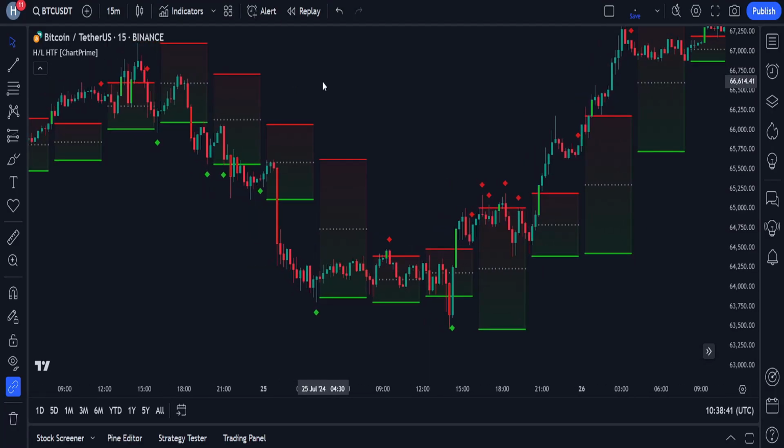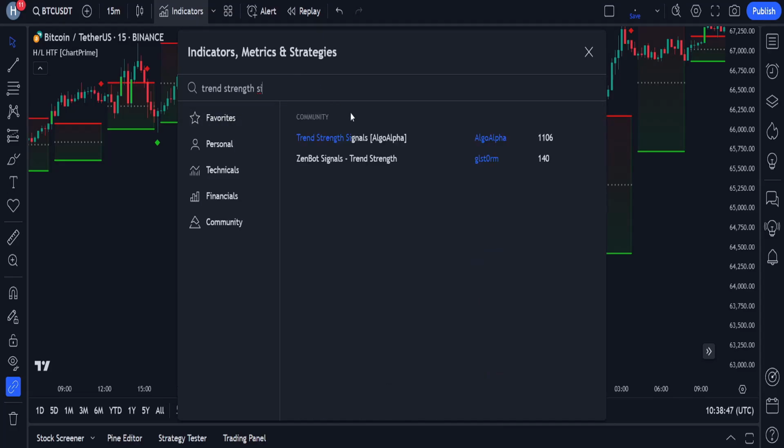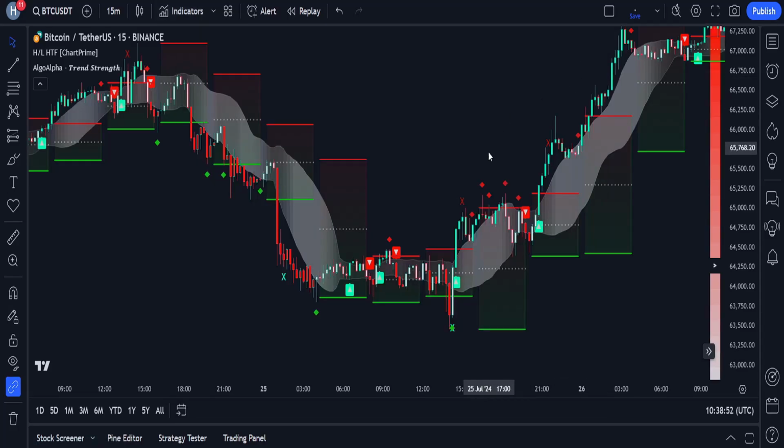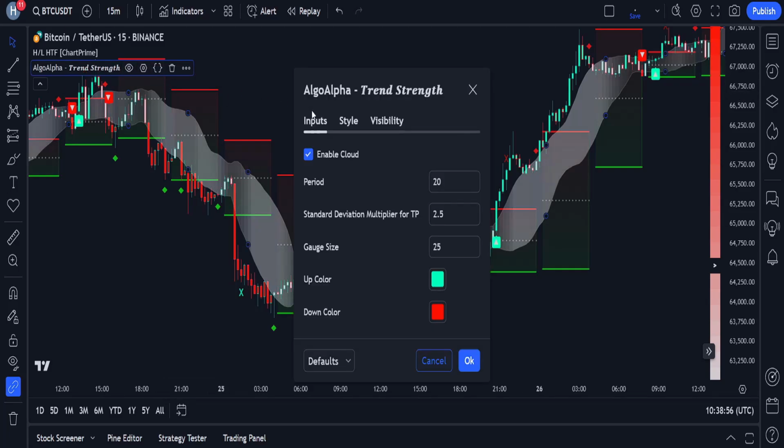To add another indicator to the chart, we will open the Indicators tab from here again and type Trend Strength. After that, select this one called Trend Strength Signals created by Algo Alpha. After this indicator is added to the chart, quickly open the settings of this indicator. First of all, in the Inputs tab, change the period option value to 34.